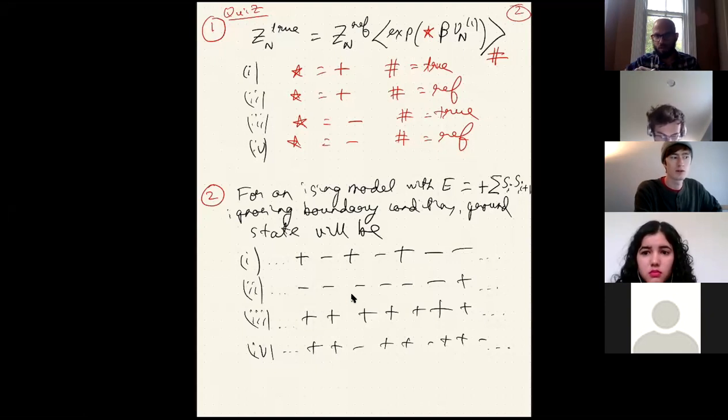Second one, come on, we just spoke about it. Five of you still got it wrong. We just spoke about this, that if J is equal to -1, that means minus J equal to +1, then it would look like up, down, up, down, up, down, up, down. So that's not good.